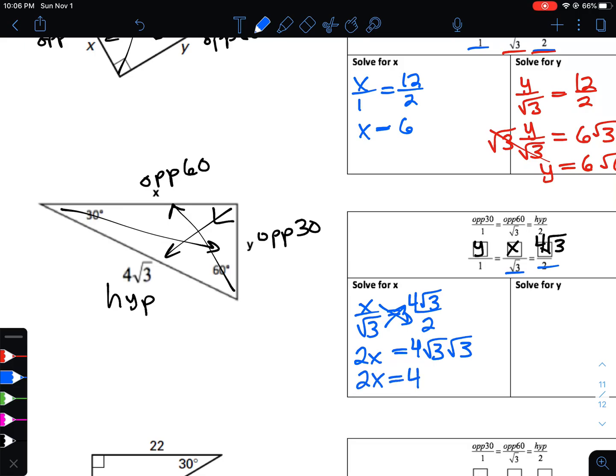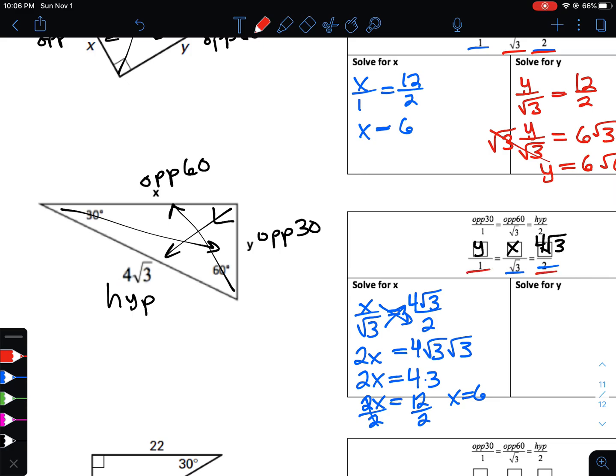So on the right side, remember that when you're multiplying a square root by itself, you'll just get the number underneath, so that'll be just 4 multiplied by 3. So we'll have that 2x is equal to 12. And then to get x by itself, divide each side by 2, and you'll come up with x is equal to 6.